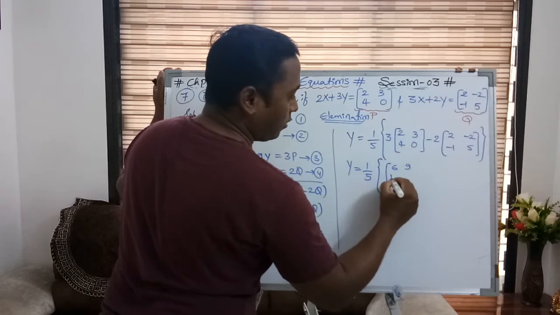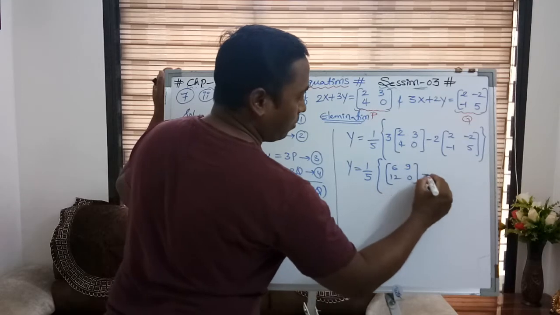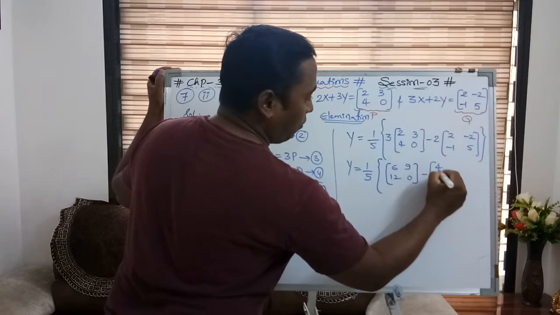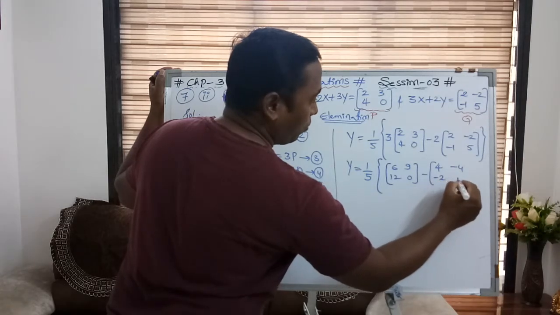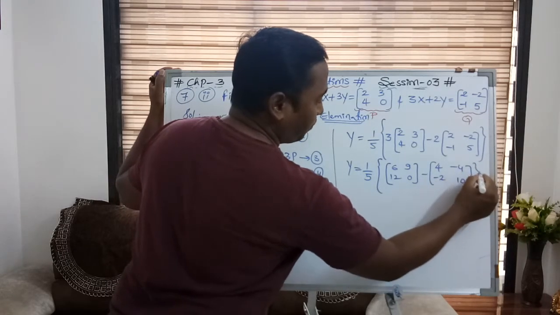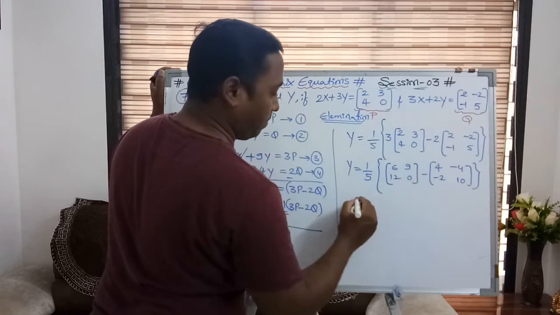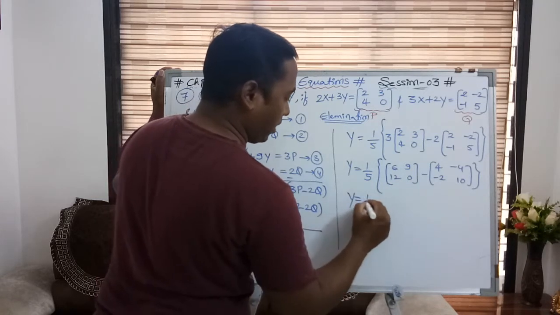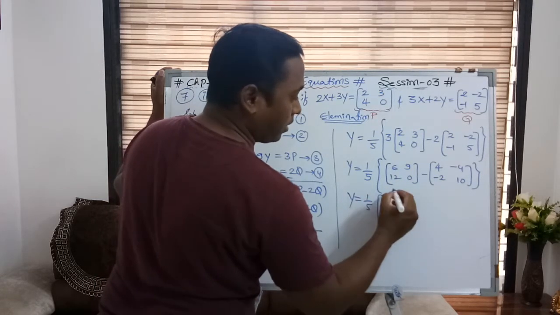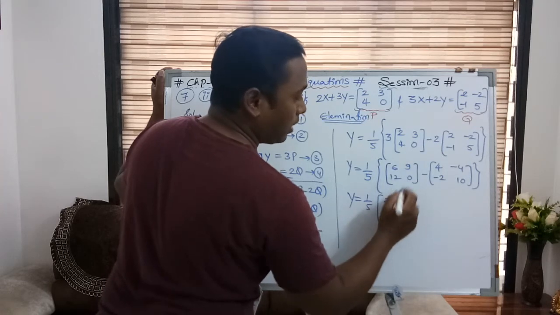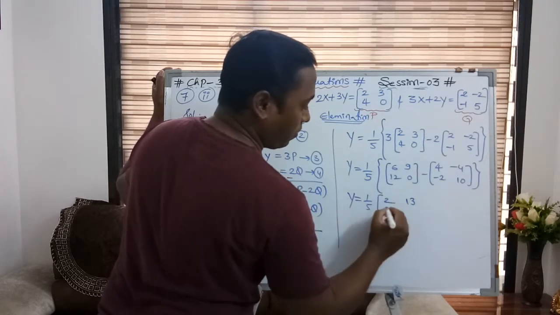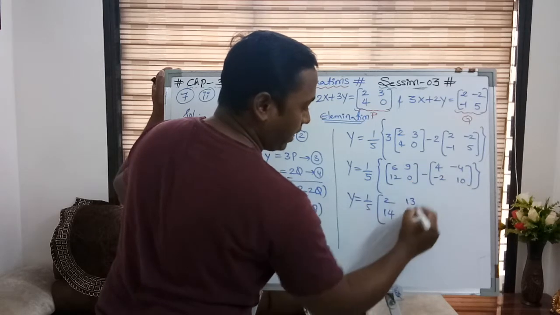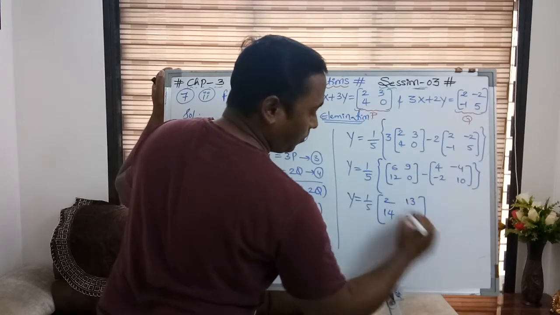6 9 12 0 minus 4 minus 4 minus 2 10. Now you need to subtract. So if I subtract that, what you will get? 6 minus 4, 2. 9 minus of minus plus, so 13. 12 minus of minus, 14. 0 minus 10, so minus 10.